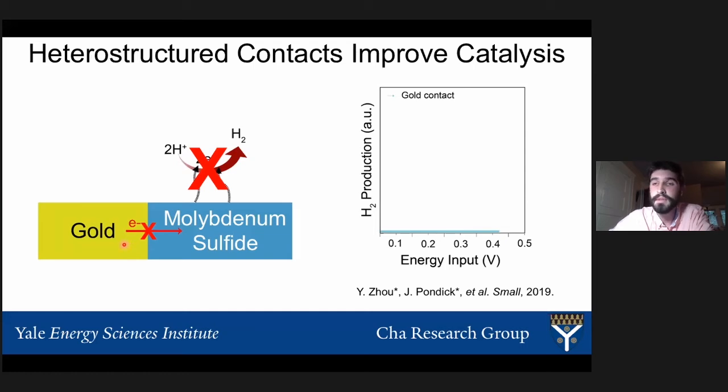But the problem is, with gold and molybdenum disulfide, there's actually an energy wall for electrons right at the interface between these 2 materials, which means that as we push energy into our system, all the energy goes towards pushing those electrons over that wall, and we don't make any hydrogen. As a result, we see basically no produced hydrogen from modest inputs of energy.